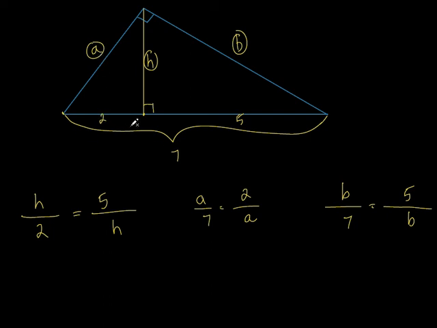So 7 and 2. B is the geometric mean between the whole hypotenuse, 7, and the part of the hypotenuse or the segment of the hypotenuse that's adjacent or next to B. So between 7 and 5. Everybody see that? So just kind of remember that. H is the geometric mean between 2 and 5. A is the geometric mean between what? 2 and 7. And B is the geometric mean between 5 and 7.